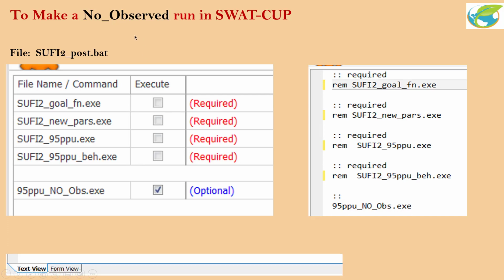And then finally, you need to complete this SUFI2 post.batch file. This is the engine of the program that runs executable files. What we are interested in right now is the 95 PPU for no observed. That's the only thing that you check. To uncheck those, you have to go to the text view here, and then remark these other files like this, so that you can only execute this.